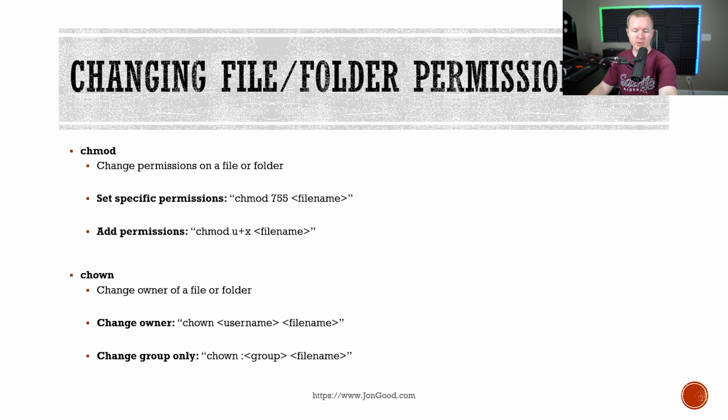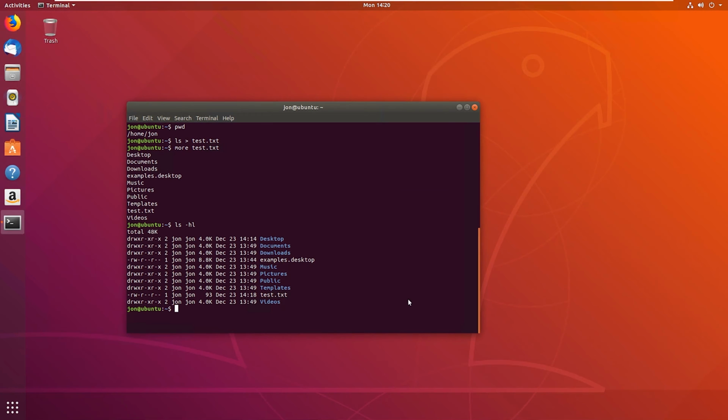So let's go over to the demo machine here and let's do this. We're going to change the permissions on the test.txt file. Let's change it to all permissions for the owner, for us. We'll change it to a 5, which is read and execute for the group. And then we'll change it to a 0 for everybody else. And then the file name.